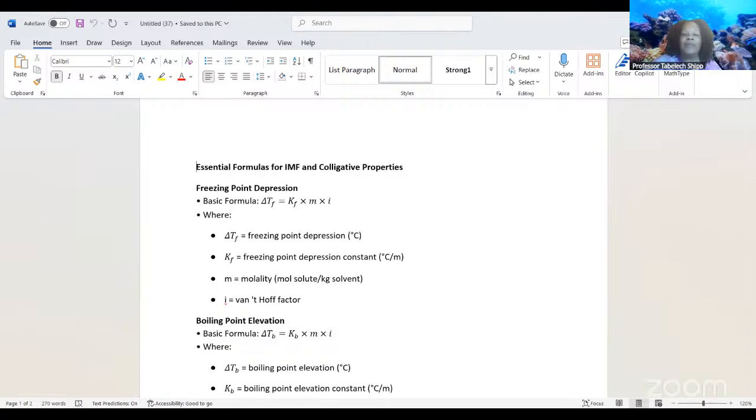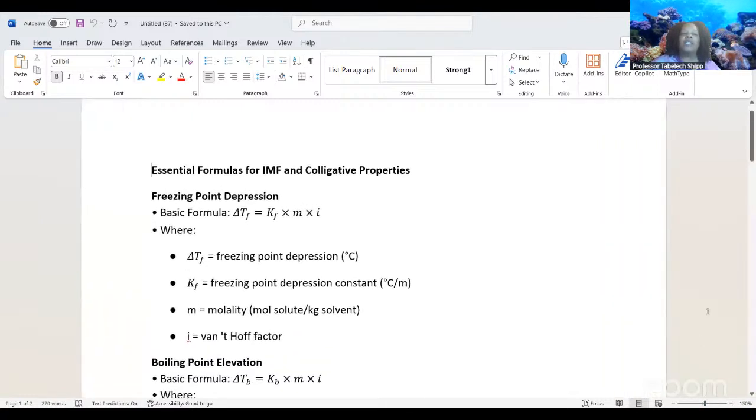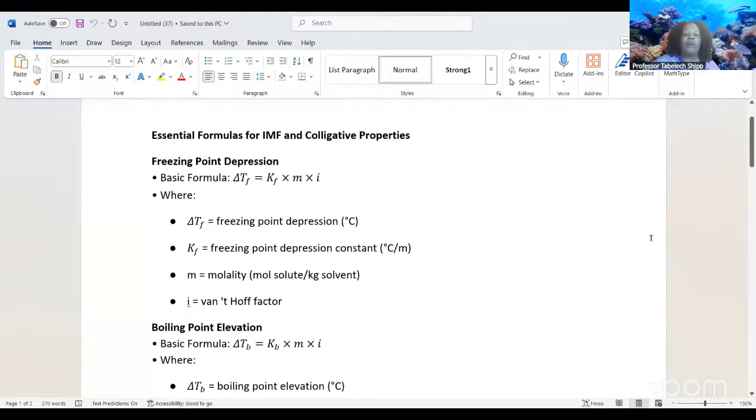So what we have here today are some key formulas that you will need to know when it relates to colligative properties. On this part of your screen, you'll see the formulas under the heading essential formulas for intermolecular forces and colligative properties. The first thing we're going to look at is the freezing point depression formula. The basic formula is delta T of F equals K of F times m times i. I'm going to tell you what each of those letters and symbols represents.